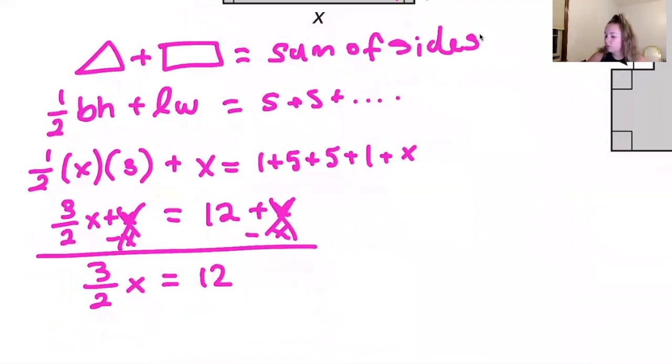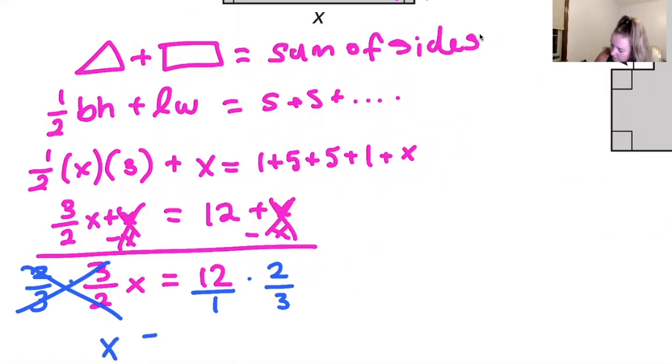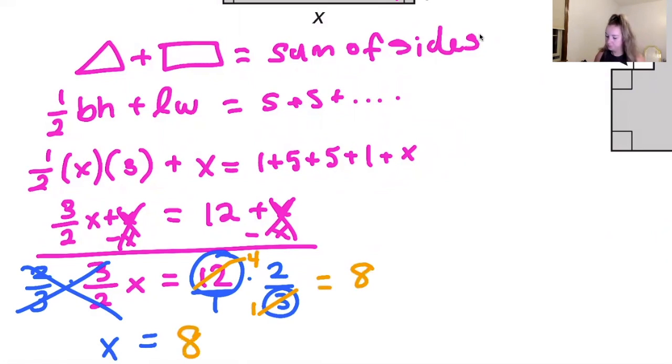Now remember, whenever we're dealing with fractions, we're going to multiply using the reciprocal. The reciprocal is going to be 2/3. Whatever I do to one side, I do to the other side. That cancels, and I'm left with my X. Well, I see a 12 and a 3. 12 divided by 3 gives me 4. 3 divided by 3 gives me 1, and I'm left with 8. So I get X equals 8.